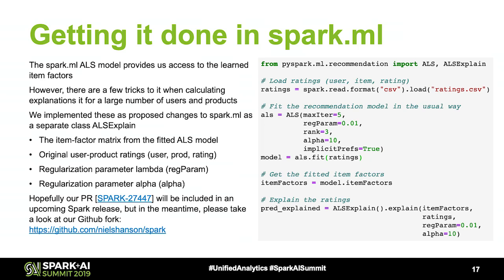So, getting it done: fortunately, the alternating least squares model in spark.ml reports these item factors, so you can just take them directly from the model. There are a number of tricks to getting it done on a large amount of data, which we've done for you, and we're proposing this as a change to ML. What you need is the item factor matrix from the ALS model. You need the original user product ratings, because you need to take those factors and scale them up and down for every user. And then you need to bring in the regularization parameters that you hyperparameter tuned for that model, because those are also in the equations all over the place, so you need to use them as well.